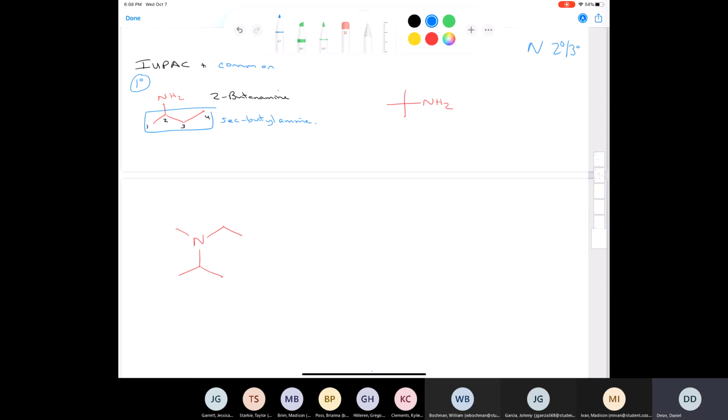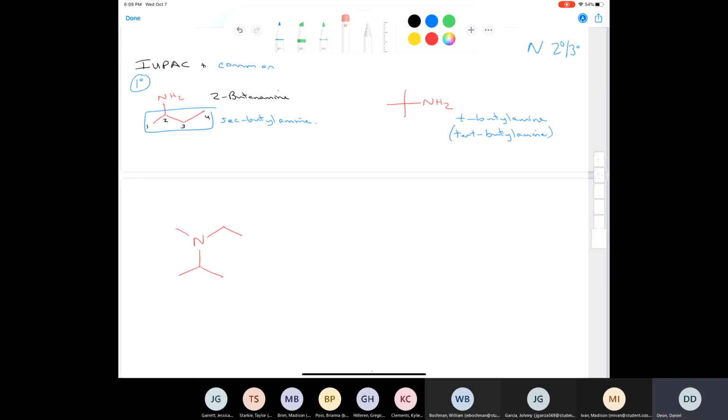Okay, let's take a look at the next one. We can start with maybe the common name. Could anybody tell me what this alkyl group is called? It's got 4 carbons, so you could call it t-butylamine, or you could call it tert-butylamine. Either one is perfectly fine.